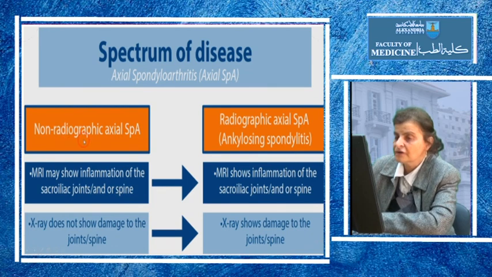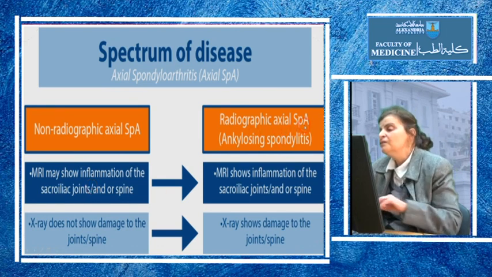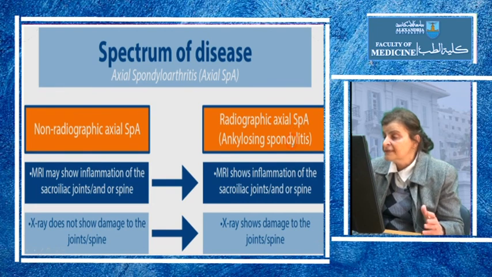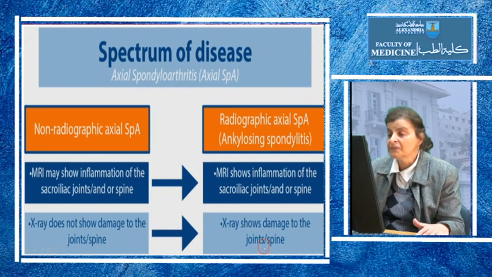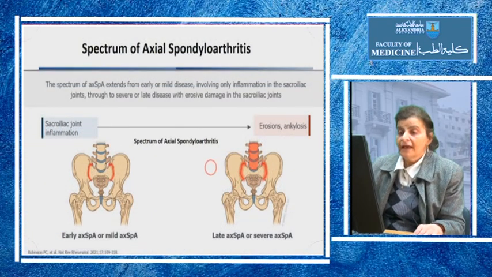So this is non-radiographic. What do we mean by non-radiographic axial SpA? No features are seen on a plain X-ray, but features of inflammation may be seen on the MRI. Radiographic axial SpA is what we know as ankylosing spondylitis, which is the severe form of spondylitis, where we see X-ray changes. The plain X-ray shows damage to the joints and the spine. And also, when we do an MRI, we see inflammation. So, as you see, it's a spectrum of disease.